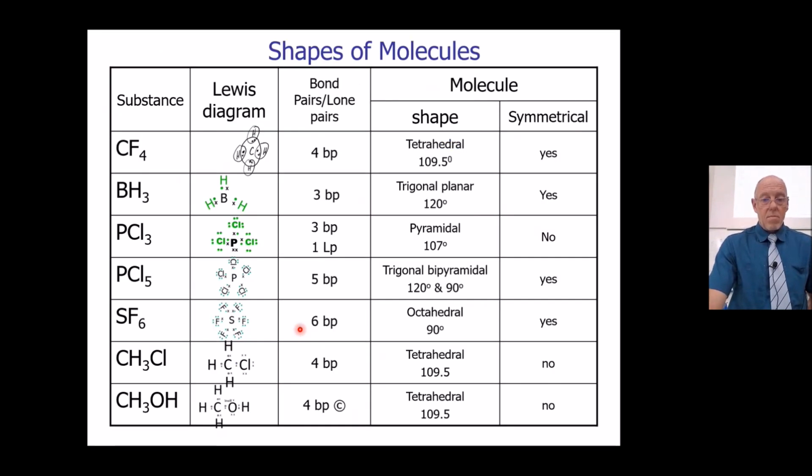Four bonded pairs, but it's a sequel. No, 4 bonded pairs around the carbon. That's what I'm trying to say. 4 bonded pairs around the carbon. Specify that. Say that again. For PCl3, isn't it?